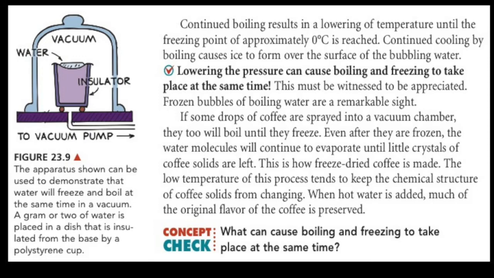Okay, now this is a very important model. Figure 23.9. The apparatus shown can be used to demonstrate that water will freeze and boil at the same time in a vacuum. A gram or two of water is placed in a dish that is insulated from the base by a polystyrene cup. Continued boiling results in a lowering of temperature until the freezing point of approximately 0 degrees Celsius is reached. Continued cooling by boiling causes ice to form over the surface of the boiling water. Lowering the pressure can cause boiling and freezing to take place at the same time. This must be witnessed to be appreciated.